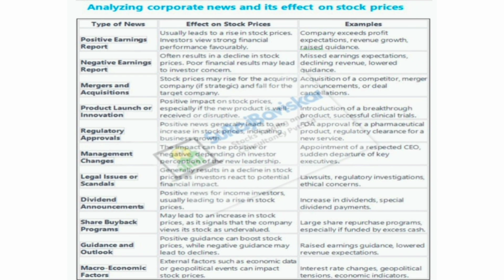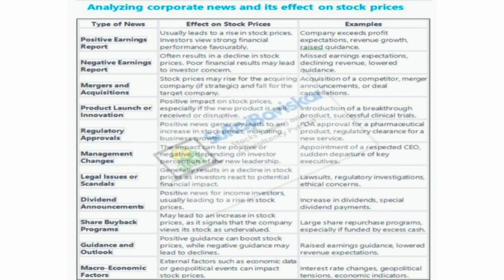Next point is legal issues or scandals. These generally result in a decline in stock prices as investors react to a potential financial impact on the profit of the company. Examples are lawsuits against the company, regulatory investigations against the company, ethical concerns, GST notices we might have seen in the last few weeks. So these legal issues, scandals or regulatory notices to the company are considered a negative report.